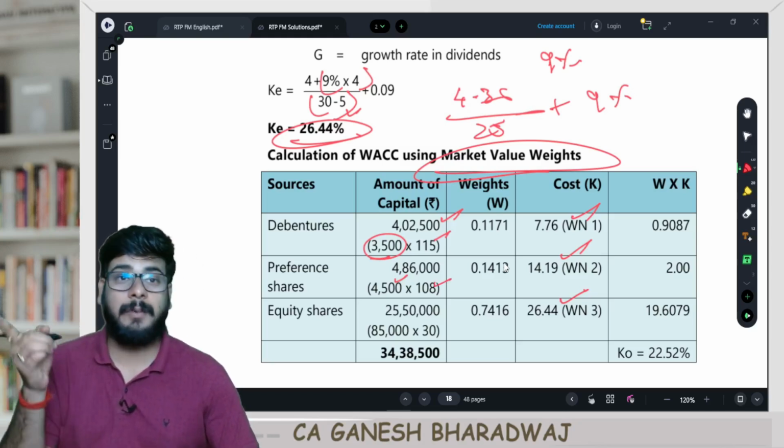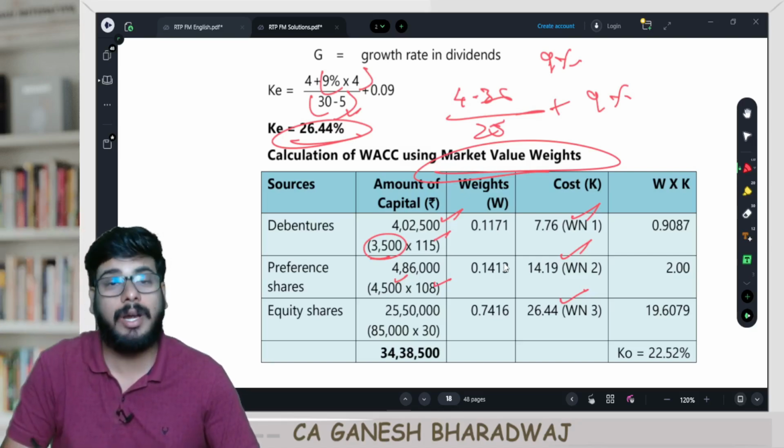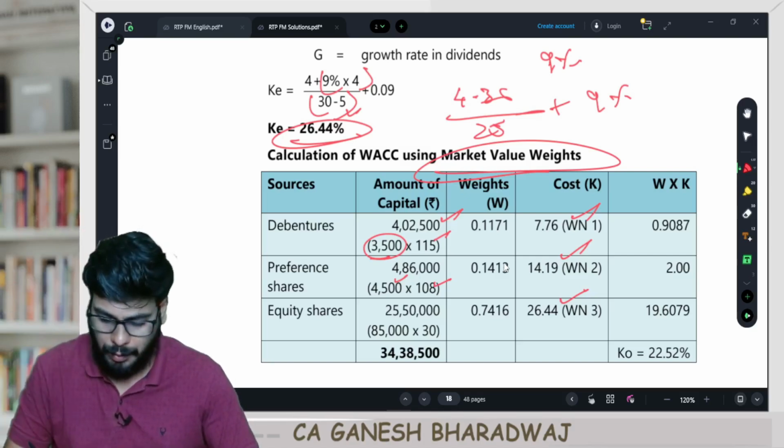Sir, 108 minus 2% discount? No, that is issue price calculation. Here we are calculating the market weights, market value. Clear with this, right?